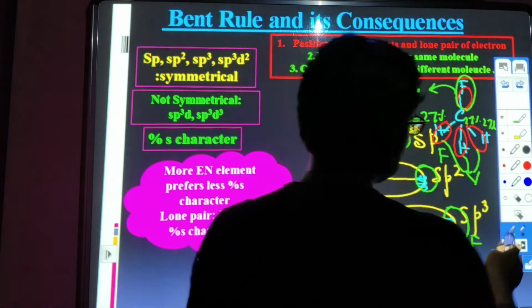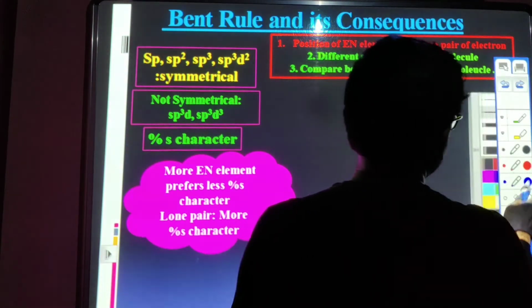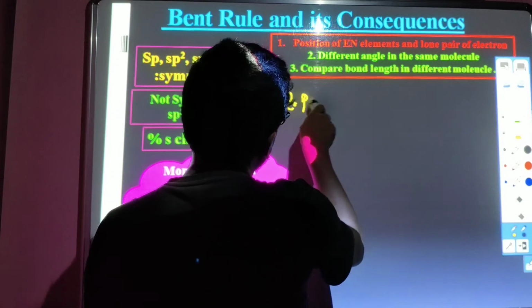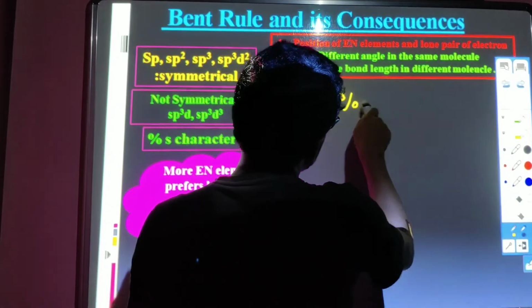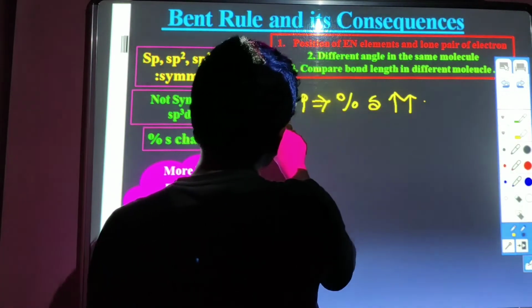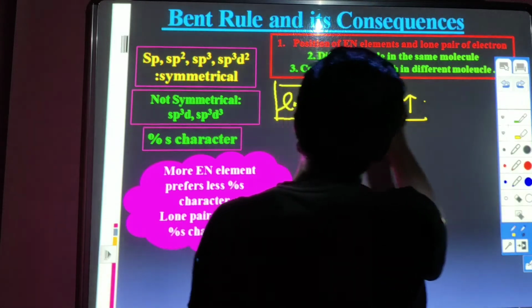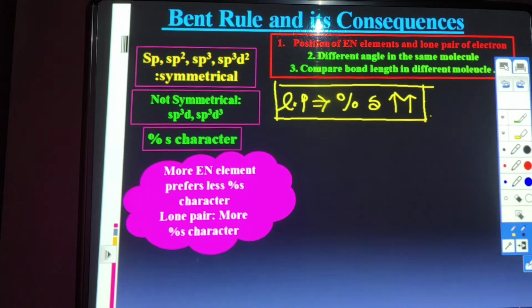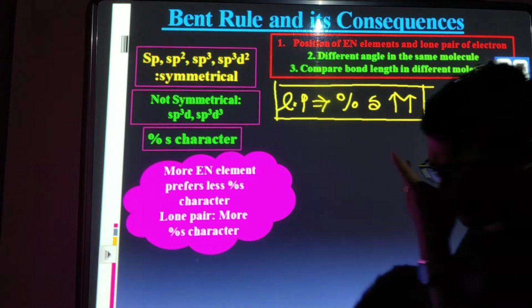Now, what about the lone pair? I told you that a lone pair will try to occupy positions where the percentage of s character is high. What does it mean?